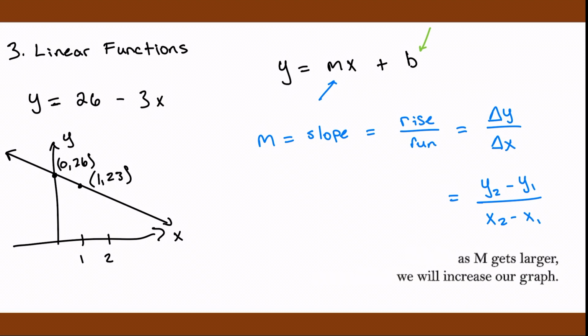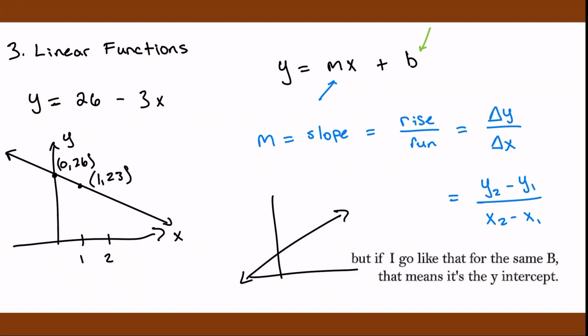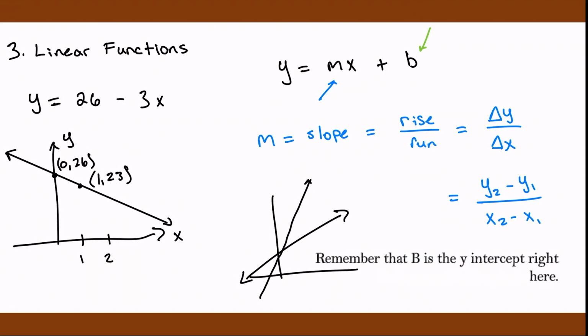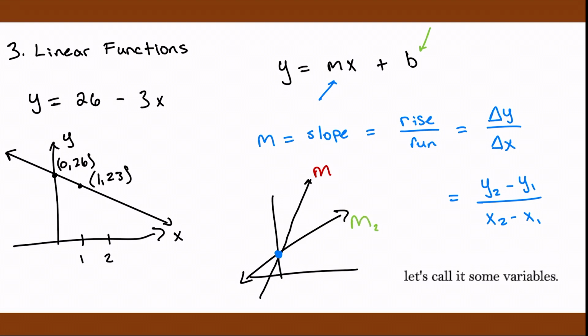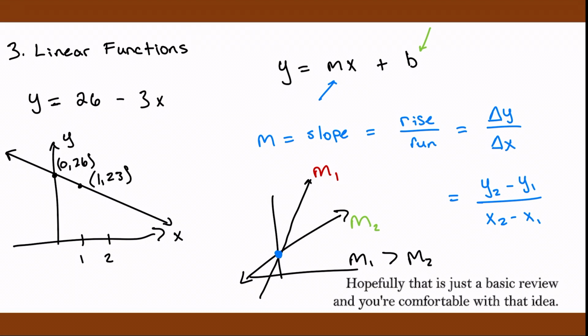And notice that as m gets larger, the graph increases more steeply. So here is some m value. I'm not sure what it is. But for the same b, which is the y-intercept right here, the m here is much greater than the m down here in green. Let's call them some variables, to get you guys used to that. We're saying that m1 is greater than m2 because we can see that the line is steeper. Hopefully that is just a basic review and you're comfortable with that idea.